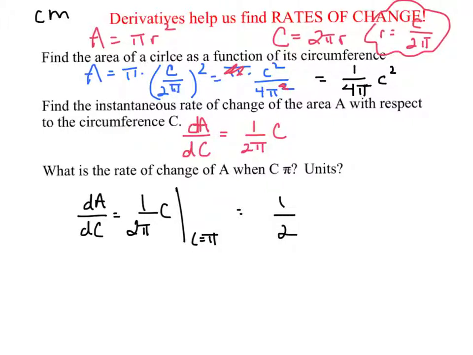So again, we use our Leibniz notation. Area would be centimeters squared. Circumference would be centimeters. So my units are square centimeters per centimeter.